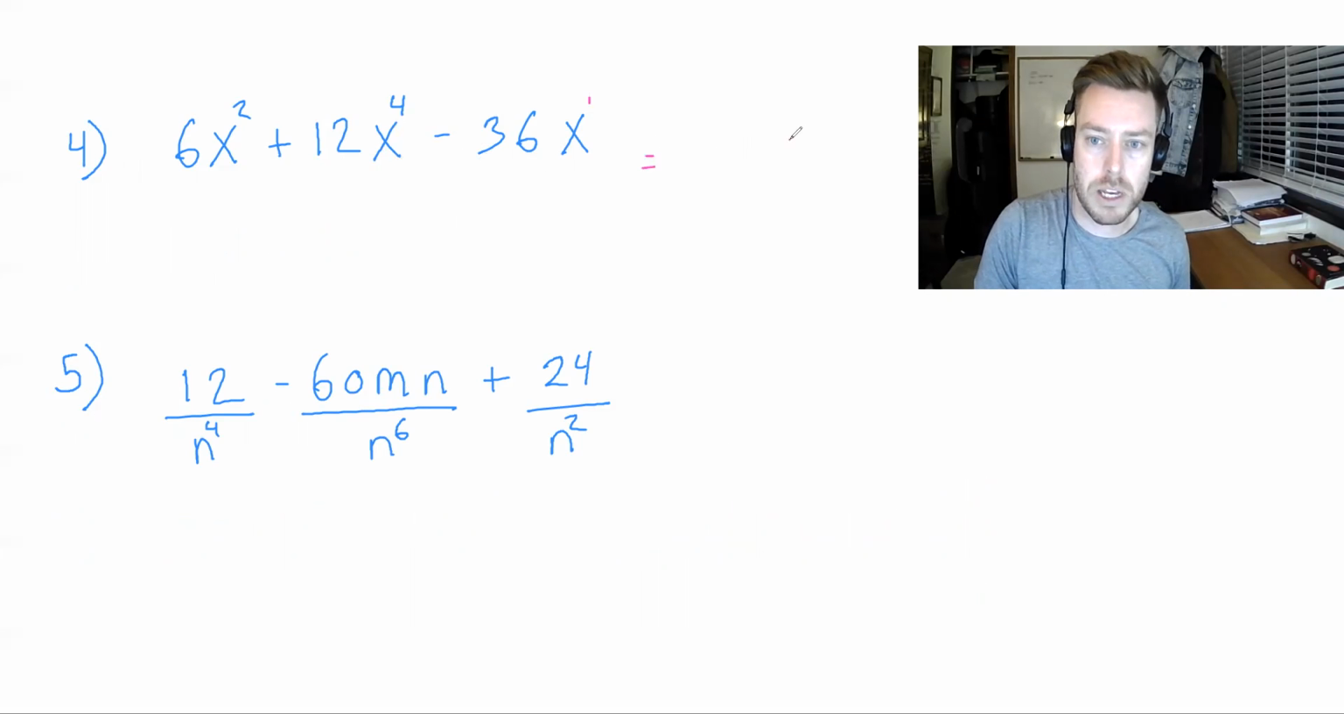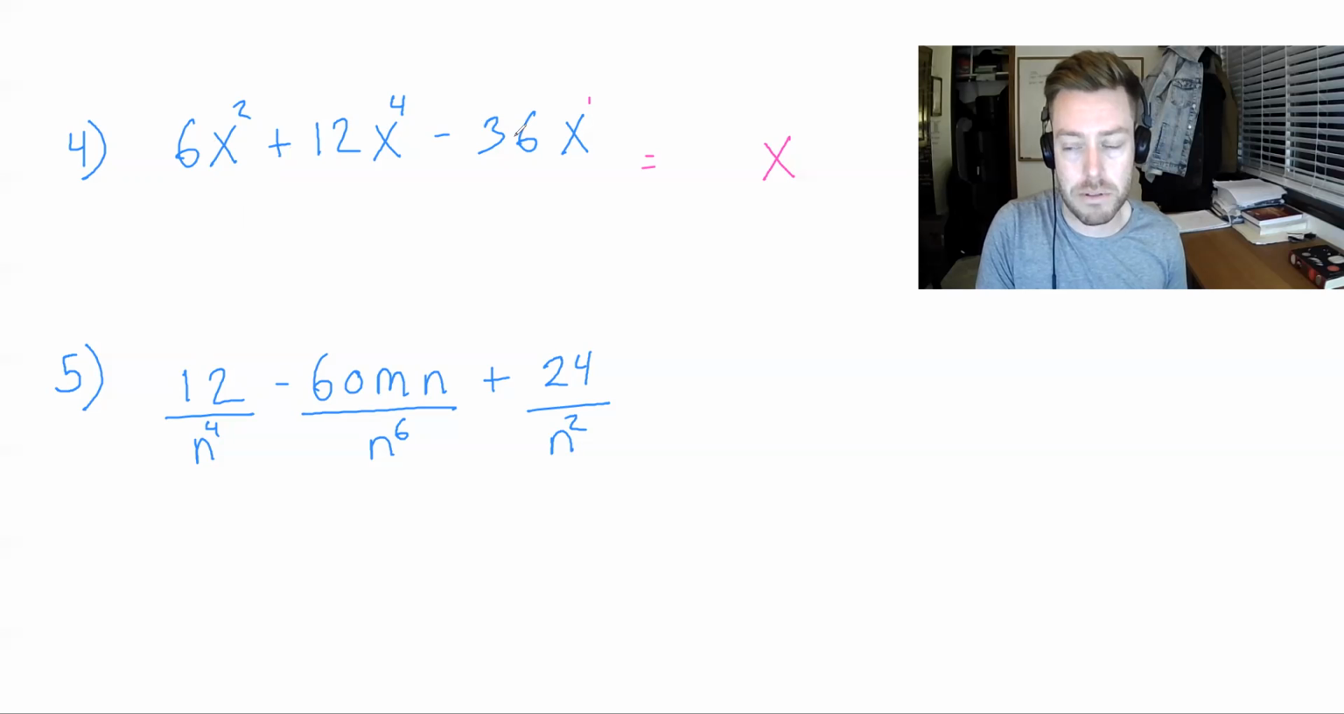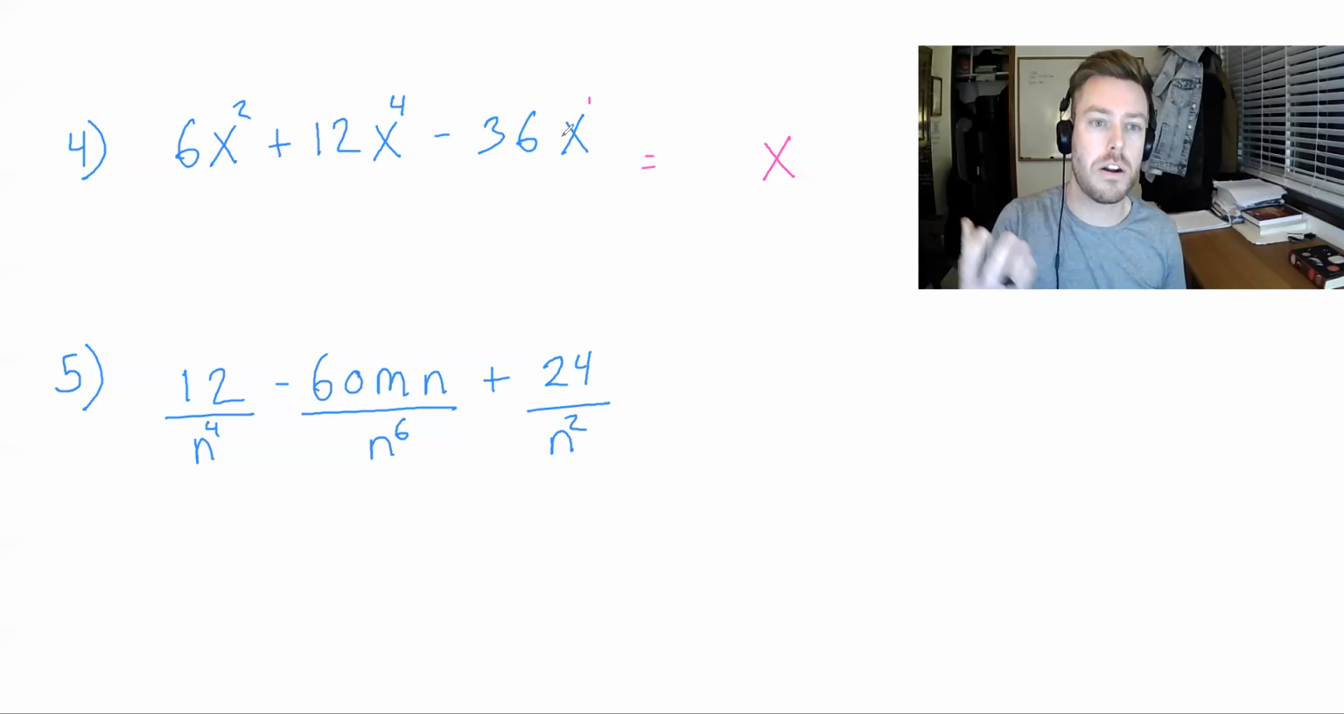So it's going to be something times x, but we also notice that there's numbers multiplied by all of these. So we have 6, 12, and negative 36. So what do all of these numbers have in common? What's the largest number that they have in common? It turns out that it's 6, right? So it's going to be 6, right?